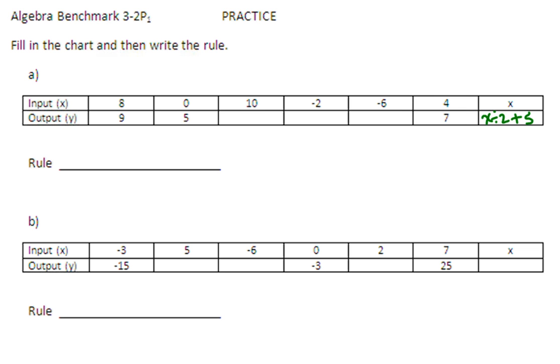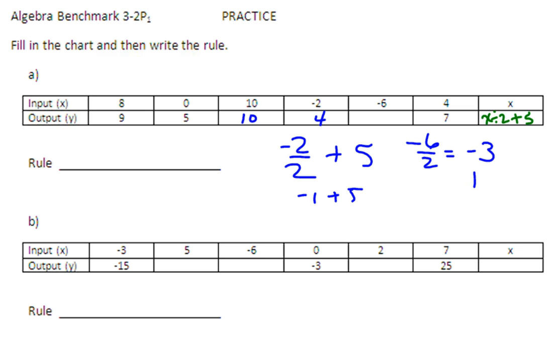So divide 10 by 2, which is 5, plus 5, 10. Negative 2 divided by 2 is negative 1, plus 5 will give us 4. Negative 6 divided by 2 is negative 3. And then we should keep adding 5 because that's our rule. I'm looking at this. And negative 3 plus 5 is 2.